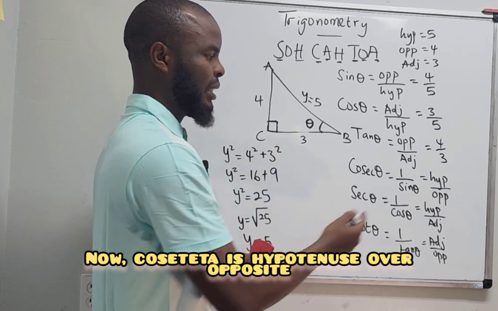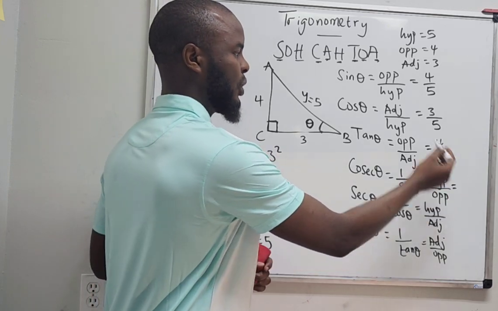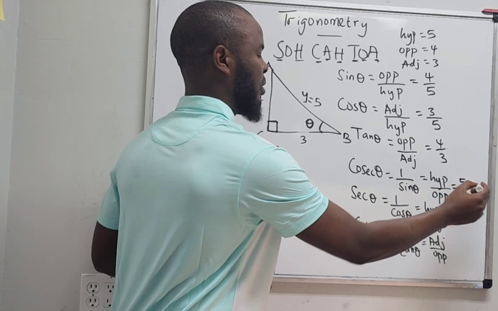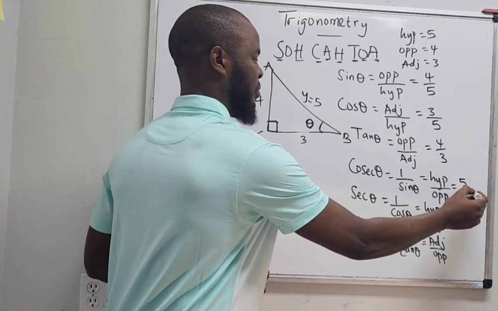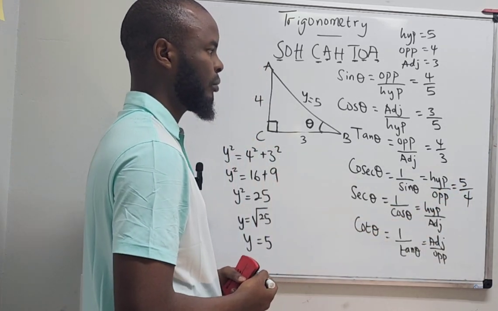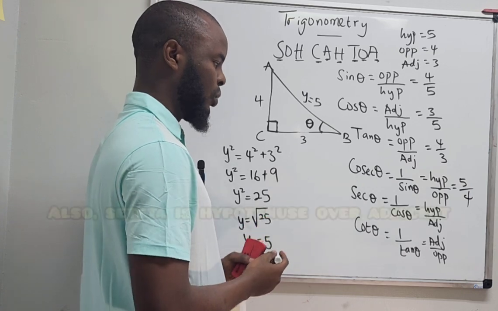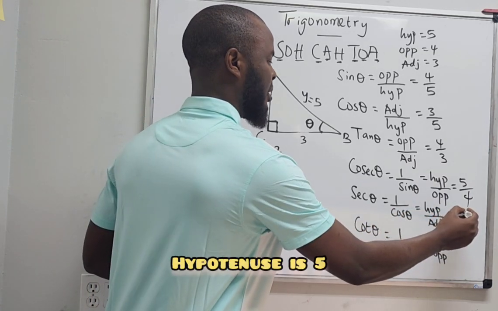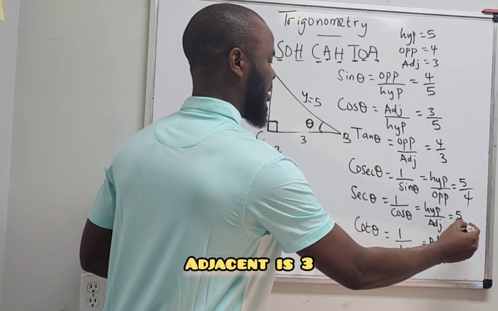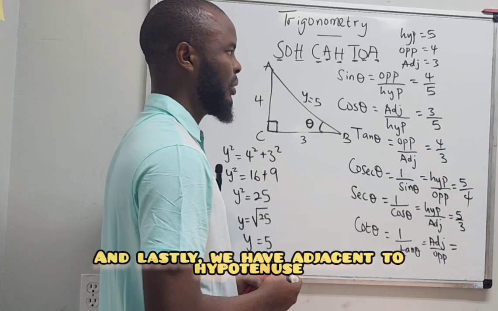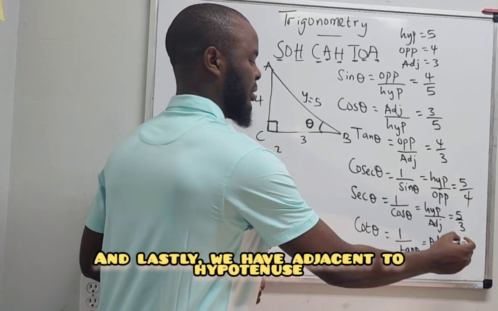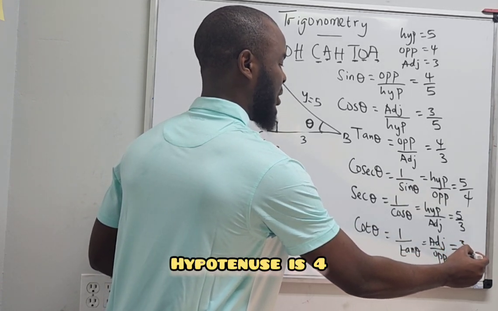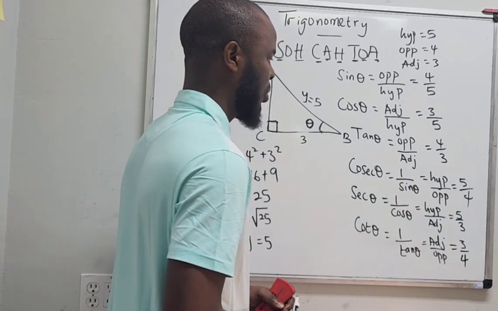Now, cosec theta is hypotenuse over opposite. It's just the reciprocal. Hypotenuse is 5, and my opposite is 4. Also, sec theta is hypotenuse over adjacent. Hypotenuse is 5, adjacent is 3. And lastly, we have cot theta, adjacent over opposite. Adjacent is 3, opposite is 4.